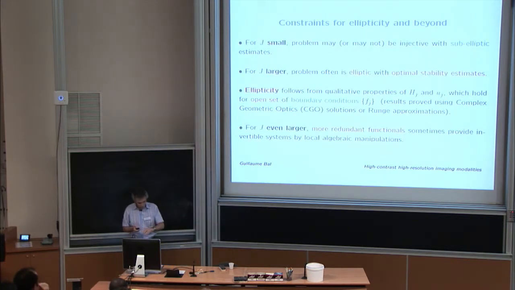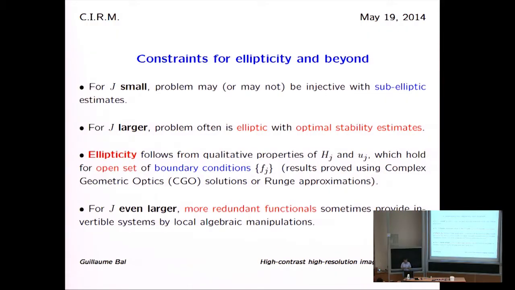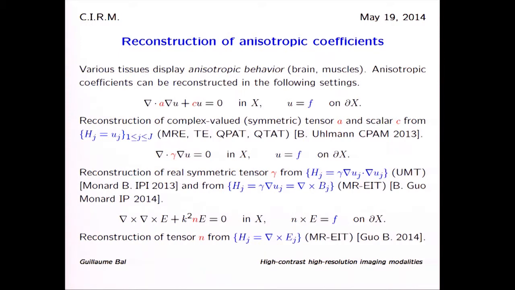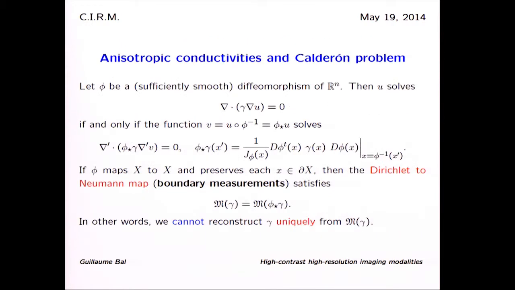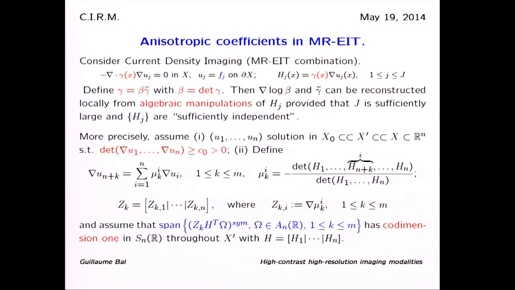Okay, so I'm running out of time soon, so let me mention two aspects of those problems very briefly. For J small, we run into the difficulty that the estimates might not be optimal. For J larger, we have much better and optimal stability estimates, much better results. Is there an interest in going even to larger numbers of solutions? The answer is yes, if you want an explicit reconstruction procedure. So that's just what I want to say. Here are examples in which this was applied.